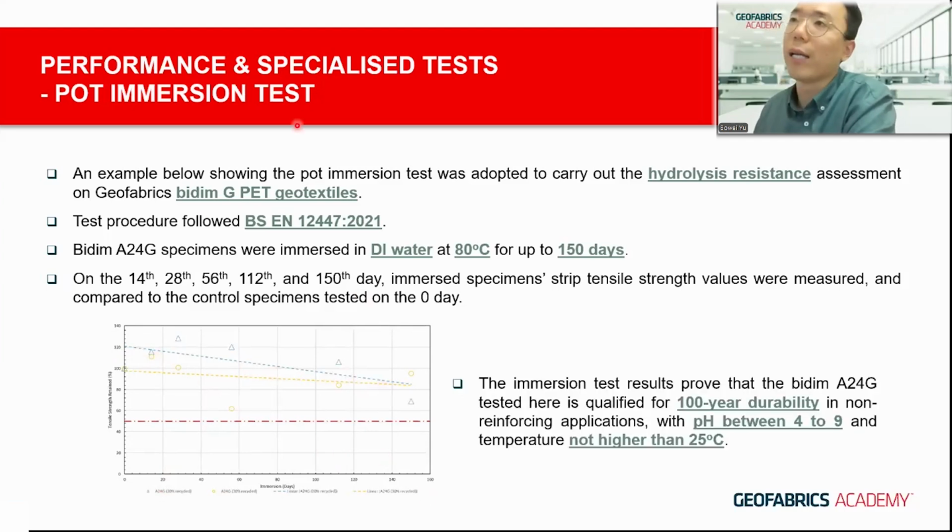And based on the test standards interpretation methods here, that test results verify that our bitumen A24G actually qualifies for 100-year durability in a pH between 4 to 9 and temperature not higher than 25 degrees C environment.